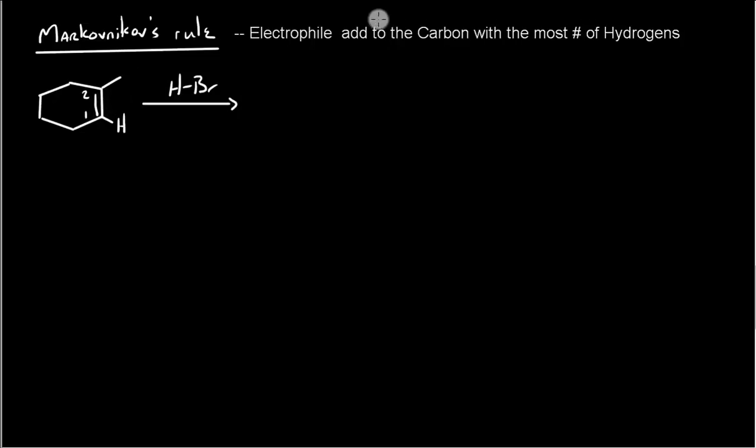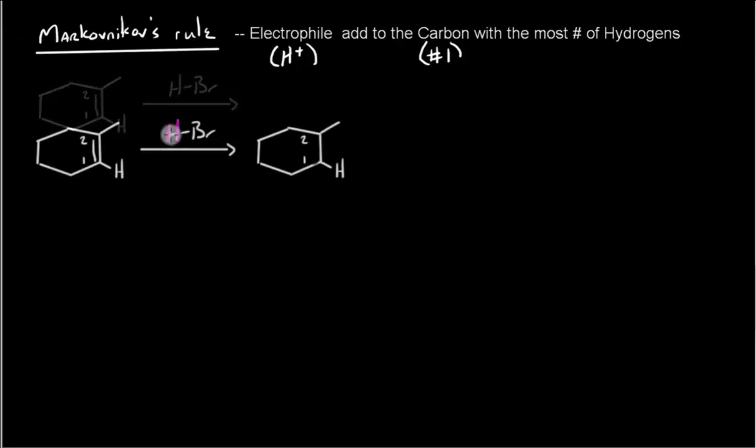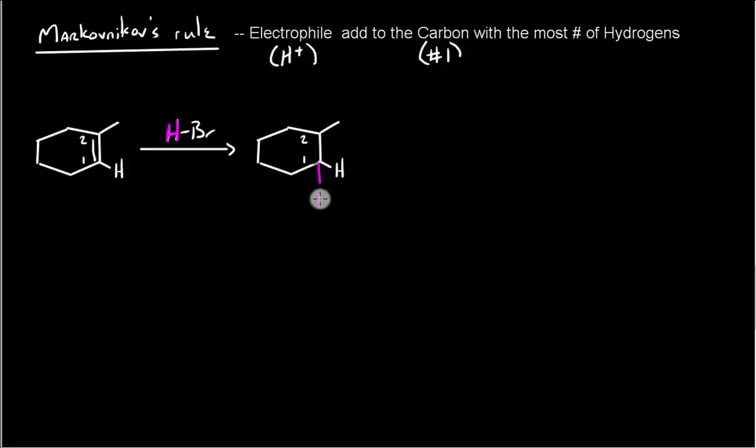So now, going back to this rule, the electrophile, in this case our H+, is going to add to the carbon with the most number of hydrogens. In this case, that's going to be carbon number 1. So one way to say this is, the electrophile is going to add to the carbon with the most number of hydrogens, so this pink hydrogen is going to be adding to carbon 1. That's all well and good, but we're kind of doing the same thing as going through a mechanism at this point.